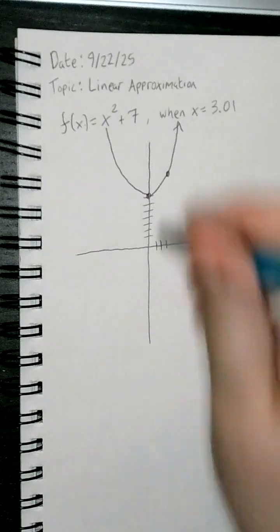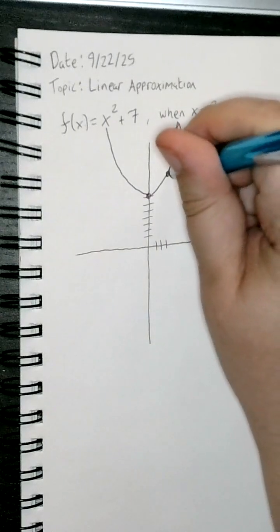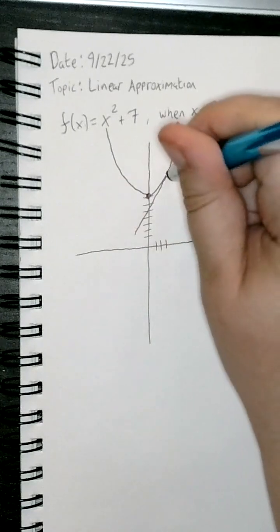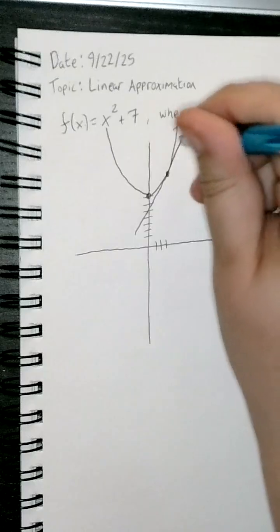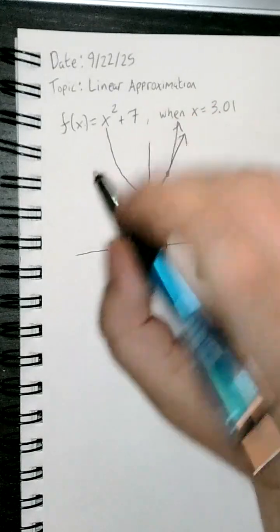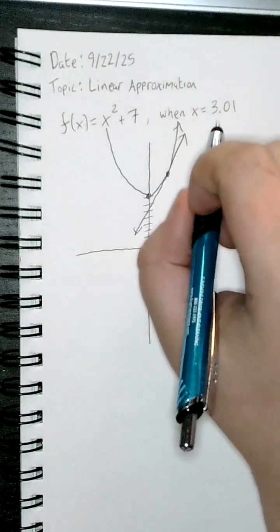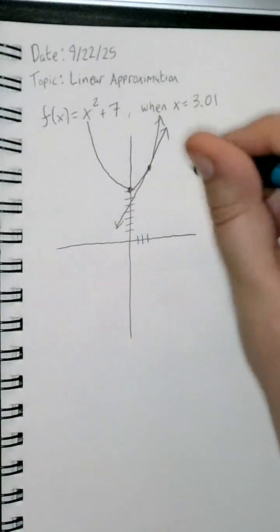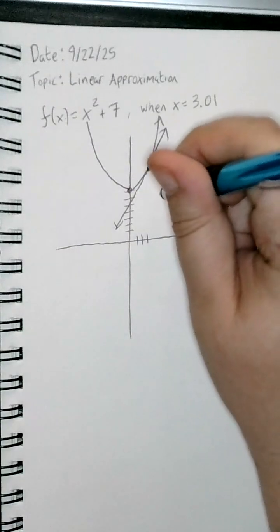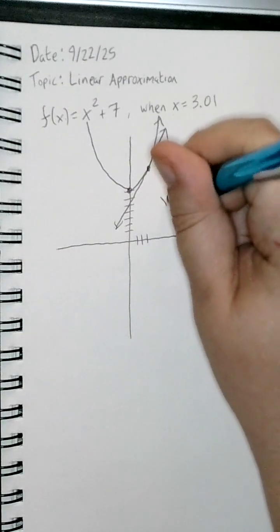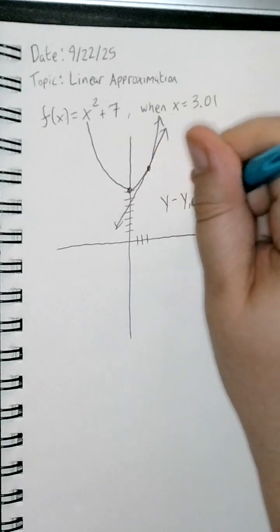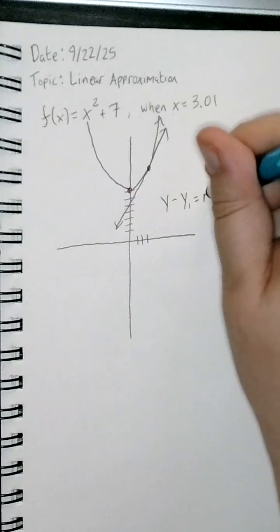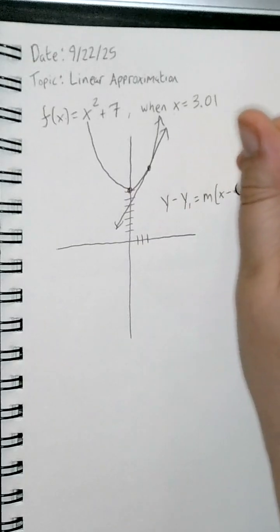What I'm going to do is essentially use the slope of the tangent line to help me find the value of this function at this point. So, remember the formula to find the equation of a tangent line. It's y minus y1 is equal to m times x minus x1.